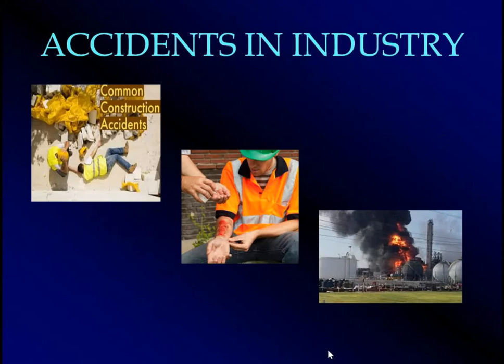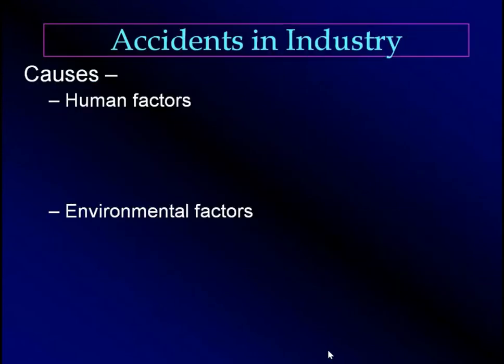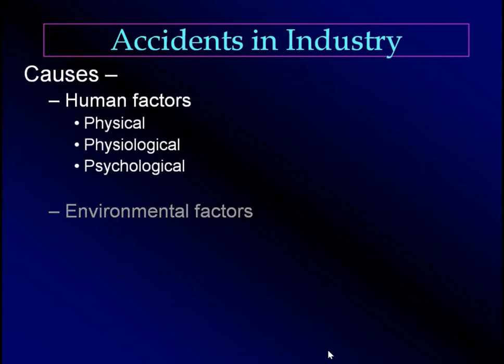So next, coming to the last topic, that is accidents in industries. What kind of accidents can happen in industries? The causes for these accidents are broadly classified into two categories: human factors and environmental factors. Studies say that human factors are more responsible for accidents in industries. Human factors include physical, physiological, and psychological factors. Usually they contribute to 85% of all accidents which occur in the industry.